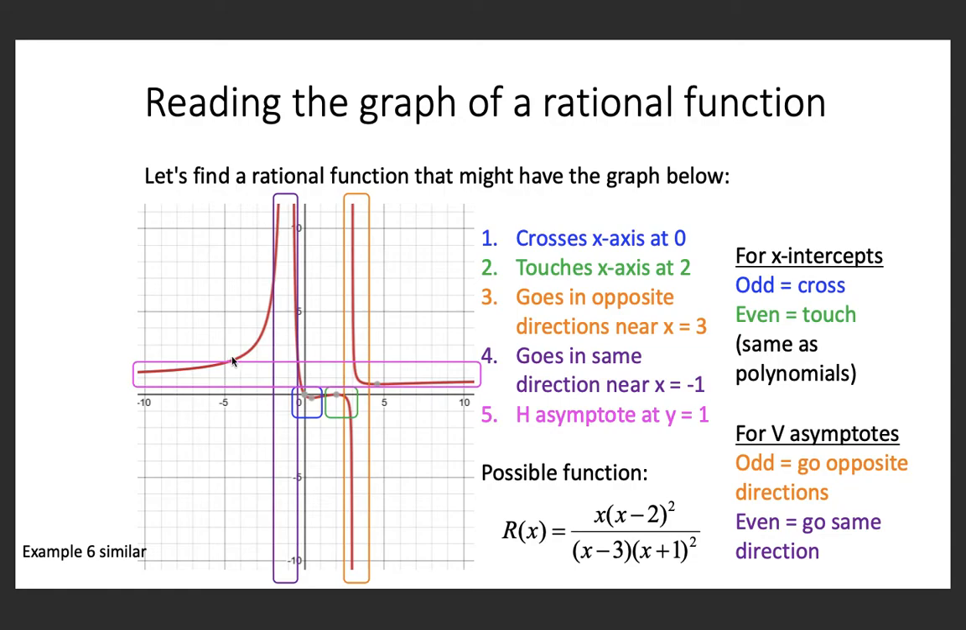By both direction I mean from this direction and from this direction. This is how we can make some equation. And see, the horizontal asymptote is at y equal to 1. How do we know that the horizontal asymptote is at y equal to 1?